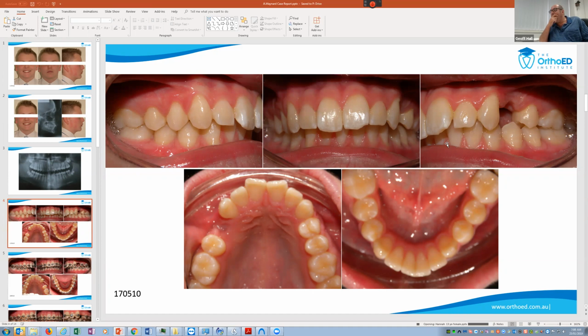You'd want to replace the 4 that was lost. Oh, no, sorry. Well, I'm going to tell you now. We extracted the upper left 4 to correct the unilateral class 2 relationship. But there are some real issues with doing this.